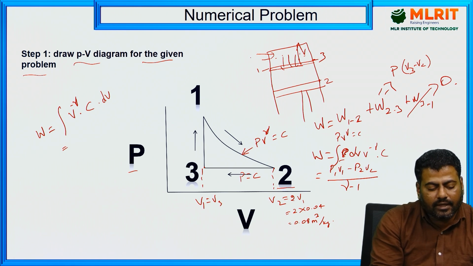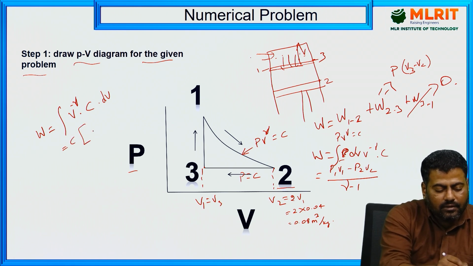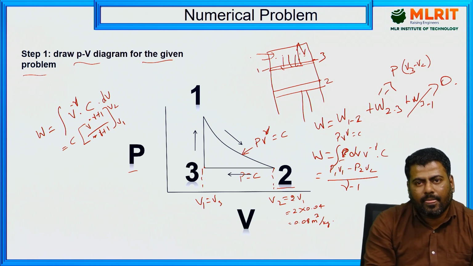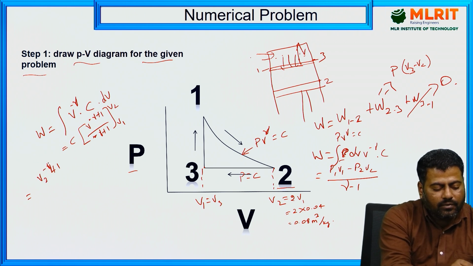So if I do the integration, what will you get? C into V power minus gamma plus 1 by minus gamma plus 1, between limits V2 and V1. Right? So I get V2 power minus gamma plus 1 minus V1 power minus gamma plus 1, by the constant parameter minus gamma plus 1.